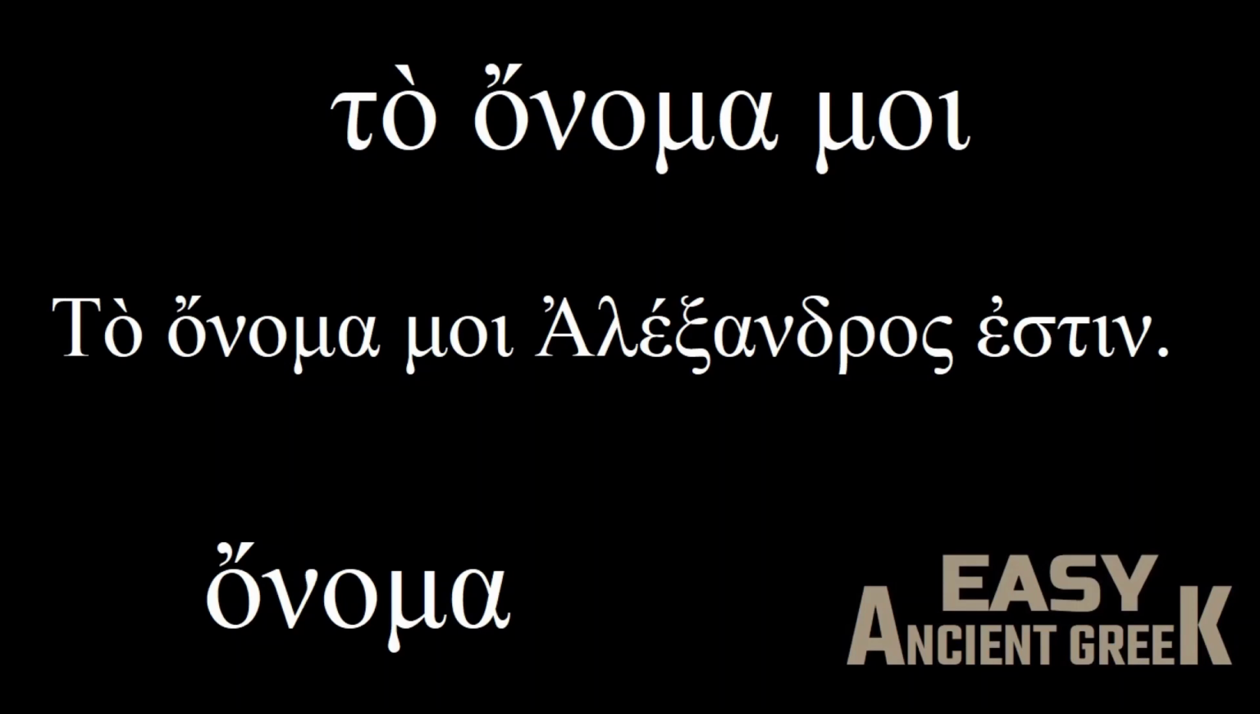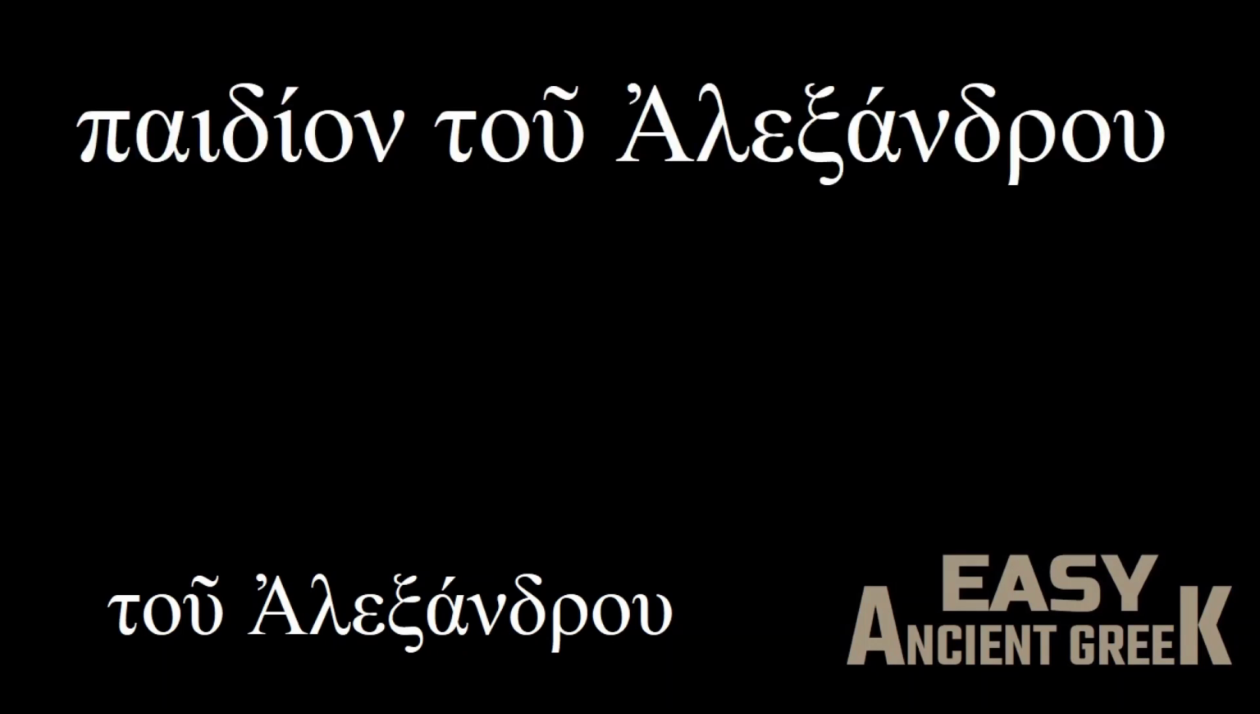But Latin won't help us here because the genitive form for these second declension masculine nouns that end in os is to Alexandro. So let's say now, child of Alexandros, or Alexandros' child. Paidion to Alexandro.